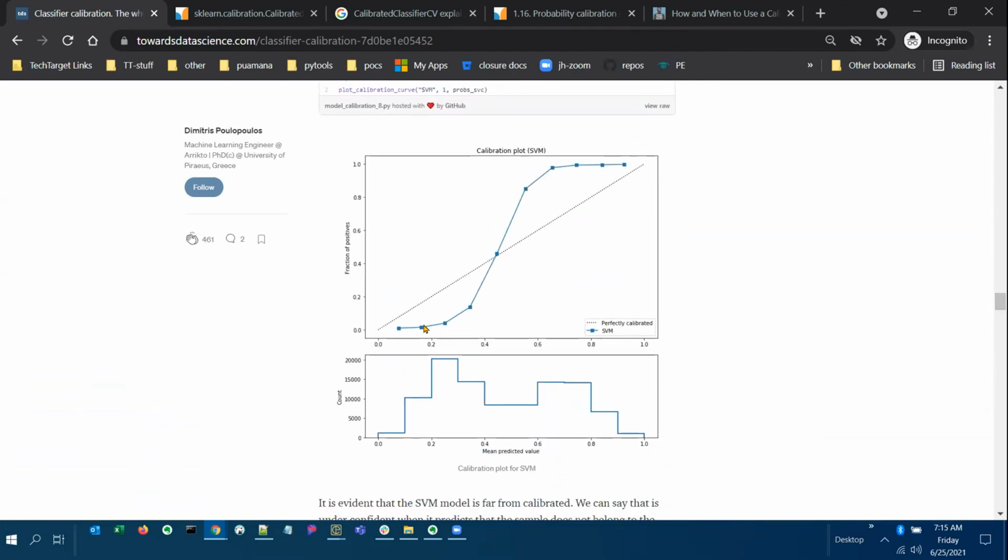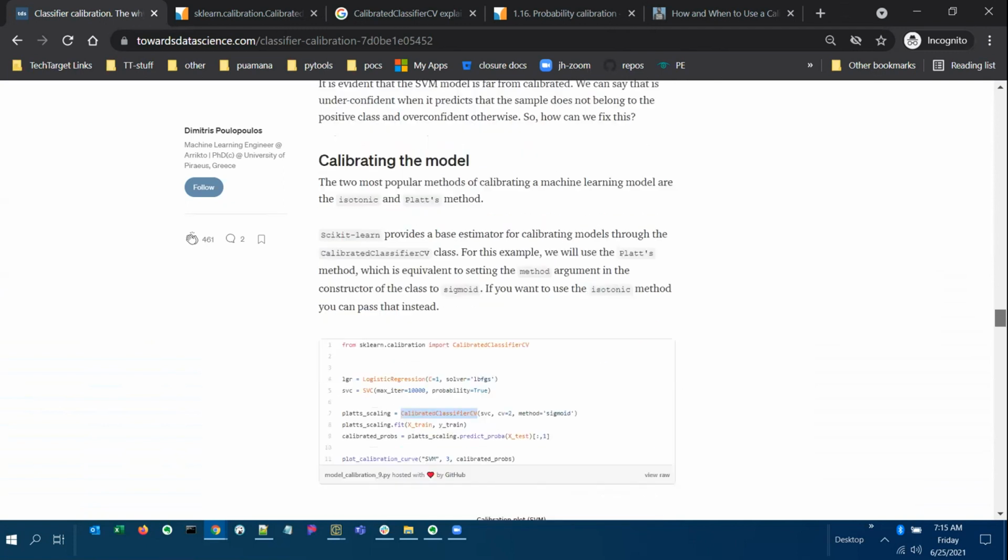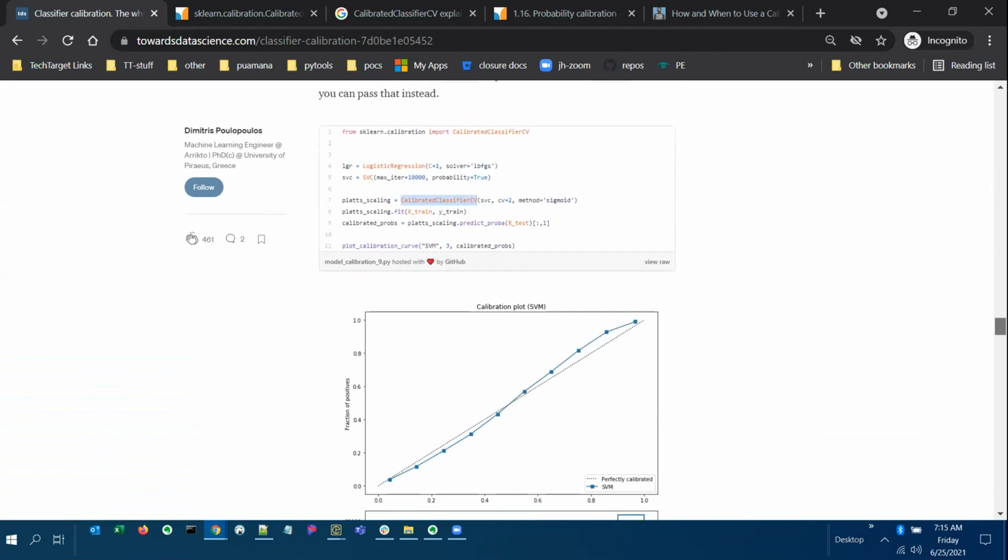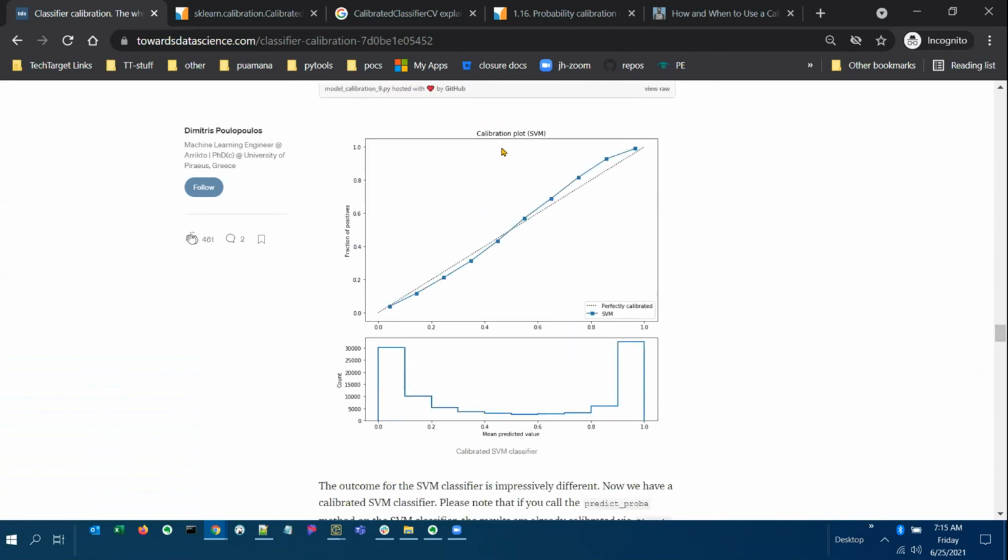Because it's giving you low probabilities when really the probabilities should be higher, and then over to the right, high probabilities when they should be lower. And then you use this scikit-learn calibration class, and it calibrates the SVM. Okay, and my guess is that once you've done that, you have much more reliable probabilities coming out. You probably have better curves coming out of your output.